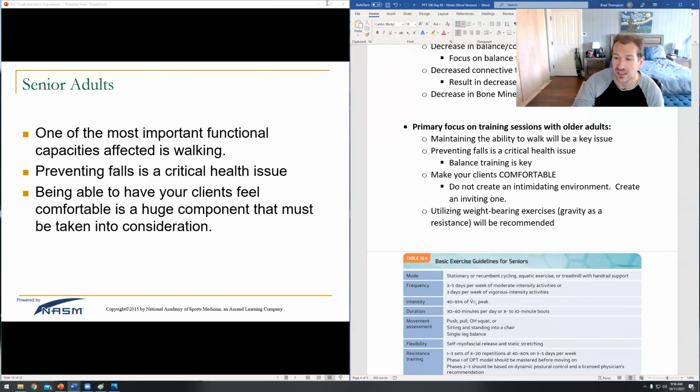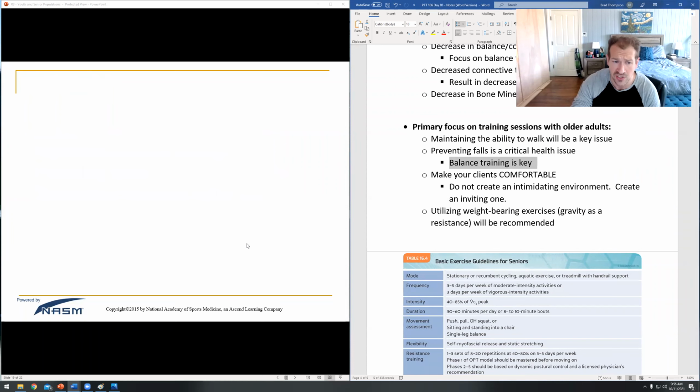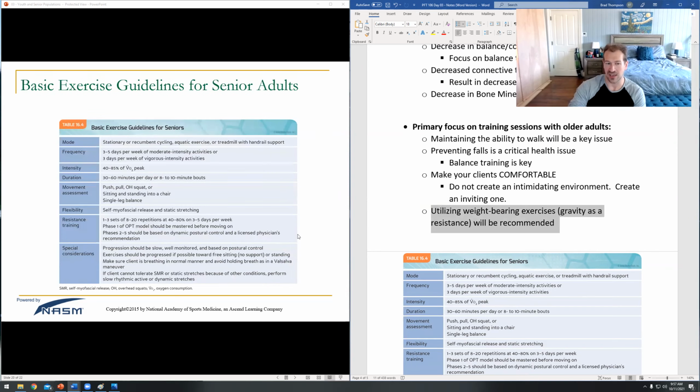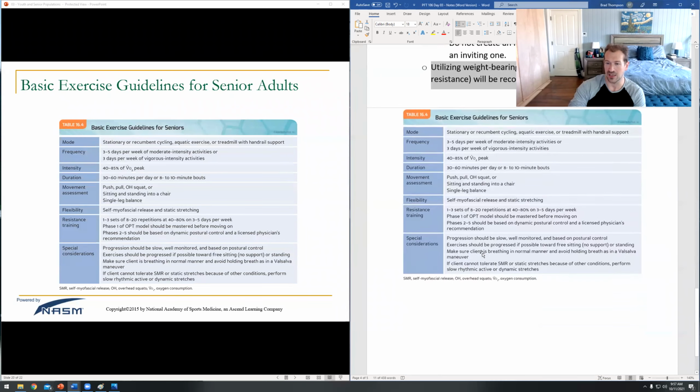So maintaining the ability to walk is absolutely key. Preventing falls is a super critical issue, which is why we do so much balance training. It's going to be huge. Get your senior clients on one leg as often as possible. And because of the fears that they are going to have, don't create an intimidating environment. Try to create an inviting one. Make sure that your client is feeling very, very, very comfortable. And then, like I said, weight-bearing exercise, stuff that works against gravity, is going to be key here.